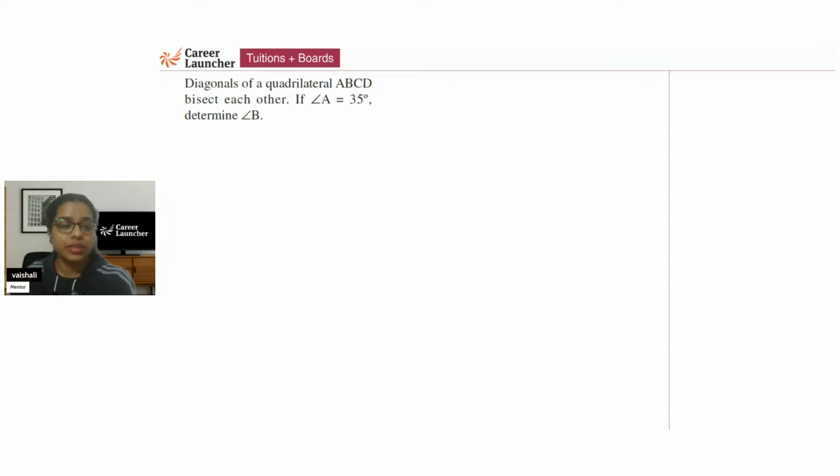This is question number 7. Think and tell me that if the diagonals of a quadrilateral ABCD bisect each other, and it is given that angle A is 35 degrees, how can I determine angle B? Think and write your answer.